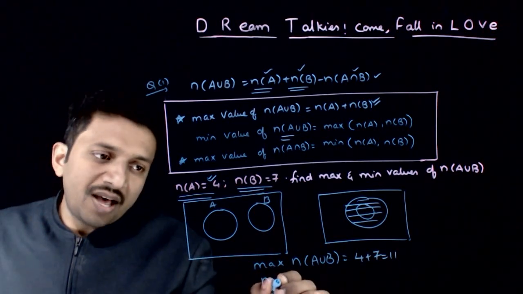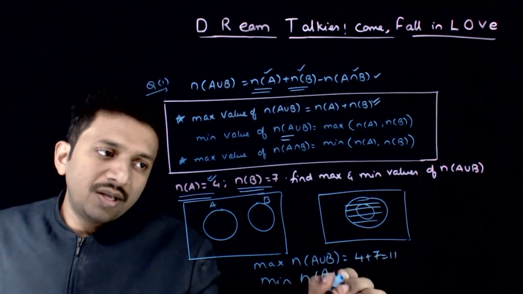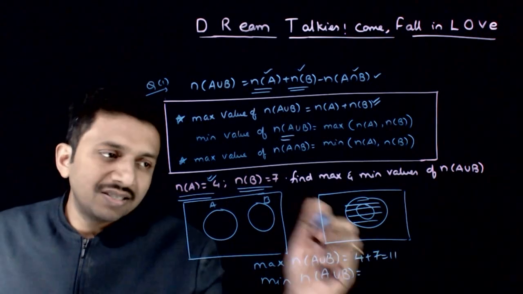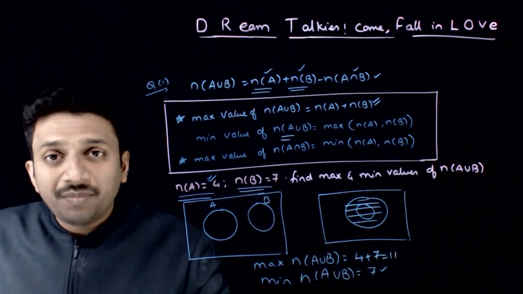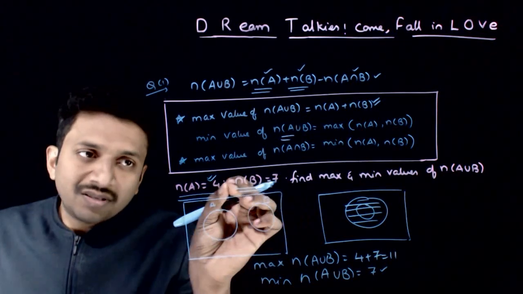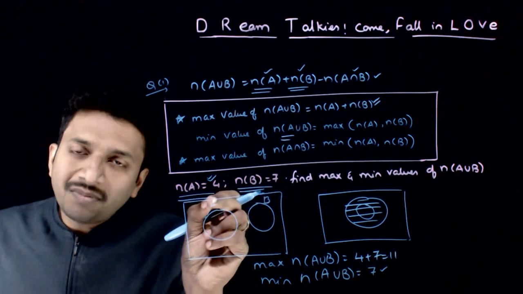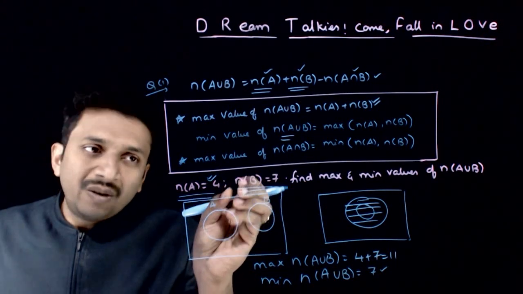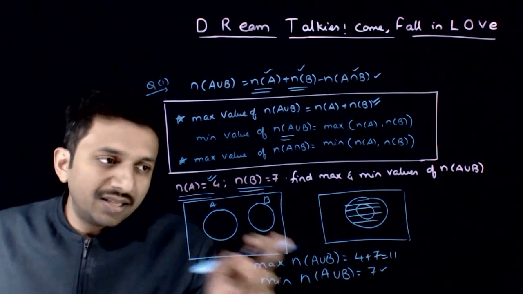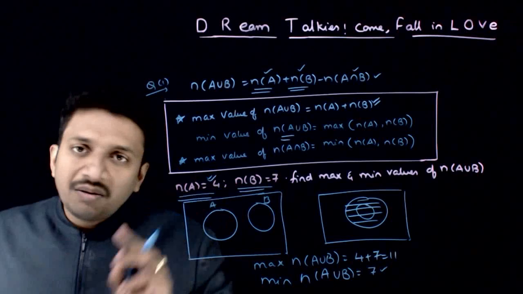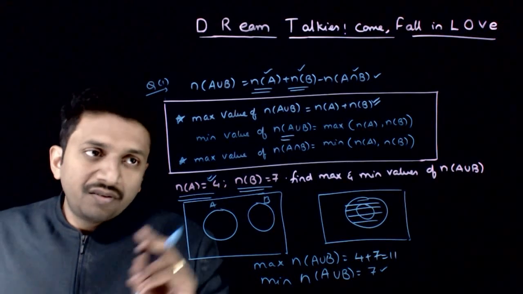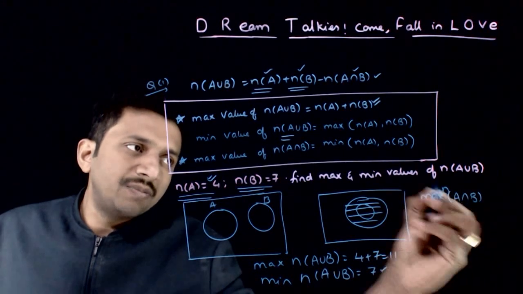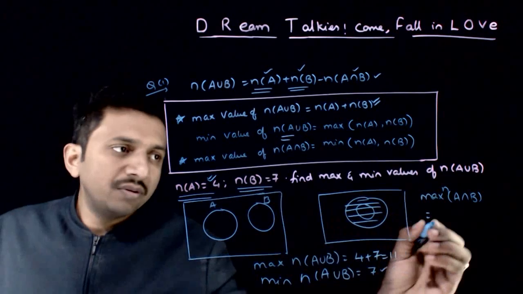So what is the minimum value of n of A union B? That's nothing but the maximum of these two numbers, that is 7. That will be the minimum number because this set has 7 numbers, this set has 4 numbers. When you combine them, you cannot go less than 7 because there are 7 numbers in one of the sets. So n of A union B will be at least the size of B. Hence 7 is the minimum value of n of A union B, and 11 is the maximum value. If you are also asked to find the maximum of n of A intersection B, that will be equal to 4.